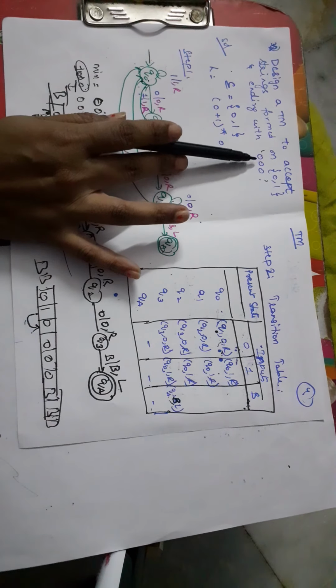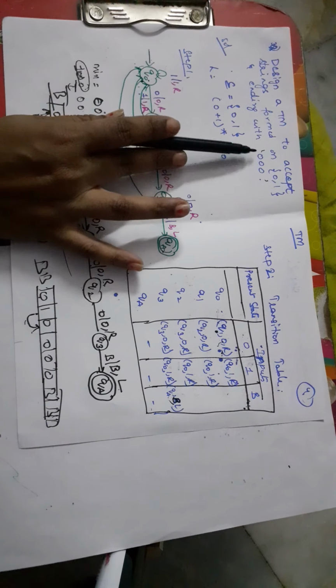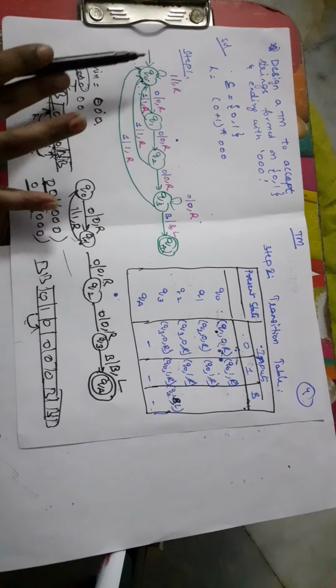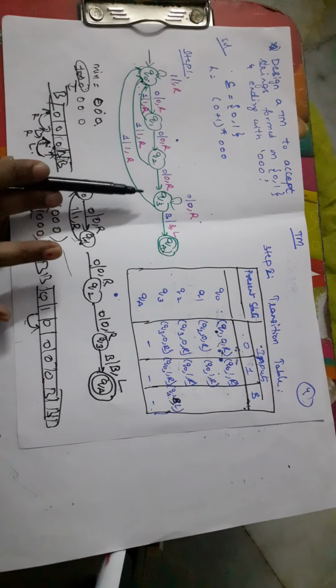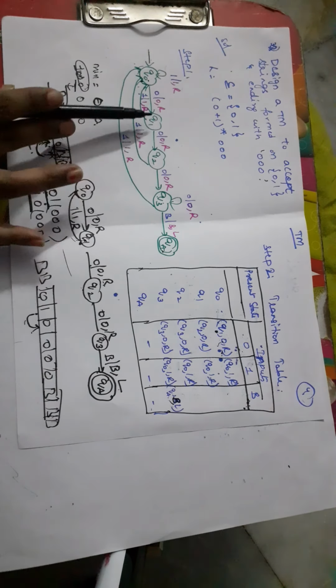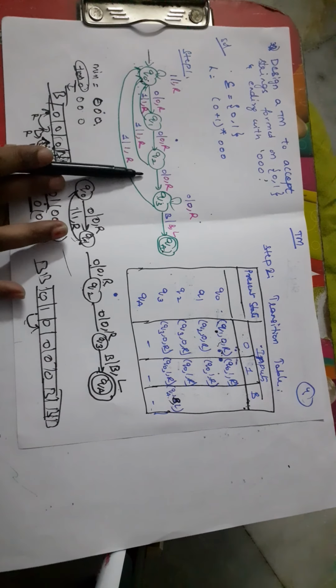These 3 zeros may be asked in any way, like a Turing machine accepting 3 zeros at the starting of the string, or at the ending of the string, or as a substring. So depending upon the condition, we have to change the transition.